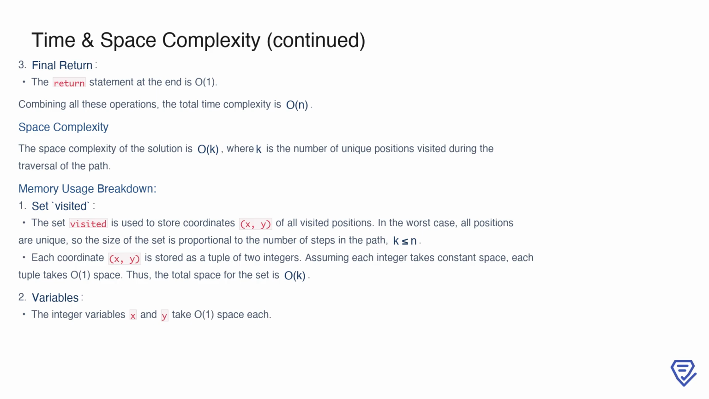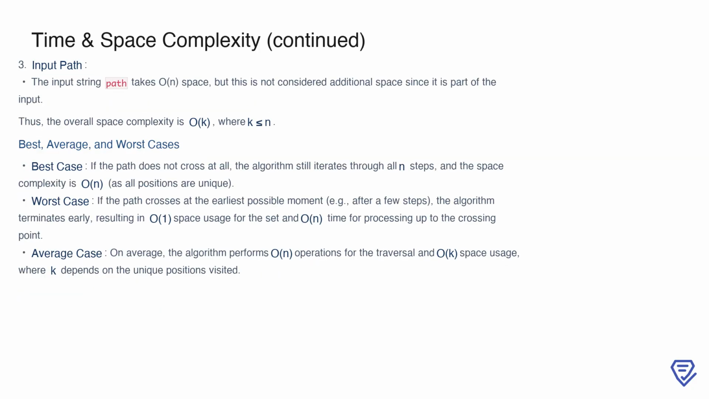Now let's examine the space complexity. The primary factor here is the set visited, which stores all unique positions visited during the traversal. In the worst case, all positions are unique, so the size of the set is proportional to the number of steps, k, where k is less than or equal to n. Storing each position as a tuple of 2 integers takes constant space, so the total space used by the set is O(k). The integer variables x and y also use constant space, so their contribution to overall space usage is O(1). Additionally, the input string path itself takes O(n) space.